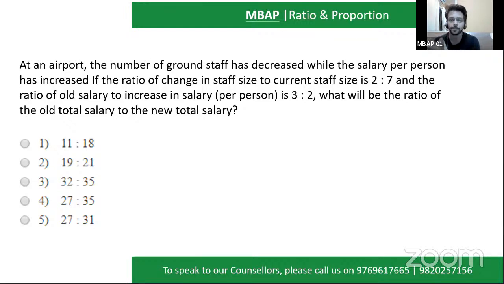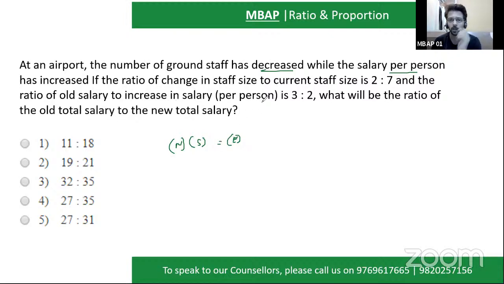The question says, at an airport, the number of ground staff decreased while the salary per person increased. So you have the number of people working and the salary which you're paying. There are two things, which multiplied will obviously be equal to the total expenses.